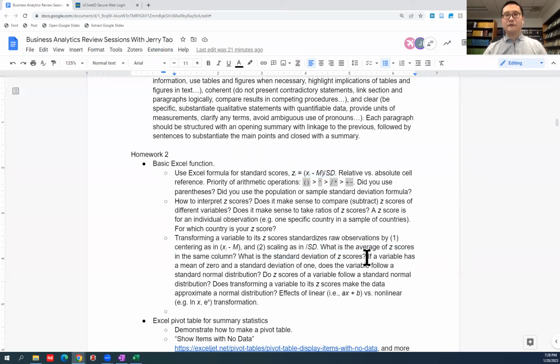And a follow-up question to that is, if a variable has a mean of 0 and a standard deviation of 1, does the variable follow a standard normal distribution? Would you say yes or no?